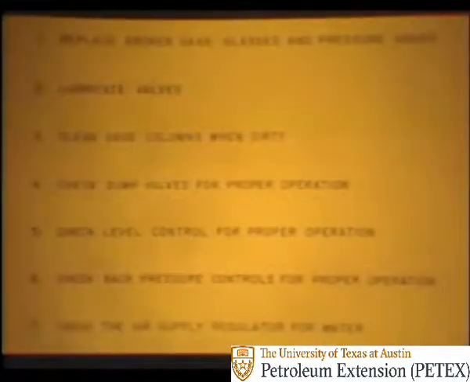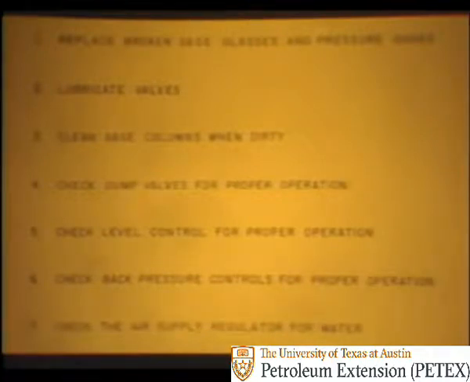And finally, we looked at normal maintenance requirements that should be performed to make sure the equipment operates more efficiently. These were 1. Replace broken gauge glasses and pressure gauges. 2. Lubricate all valves that require lubrication. 3. Clean the gauge glasses when dirty. 4. Periodically check the liquid control dump valve to be sure it's in good operating condition.